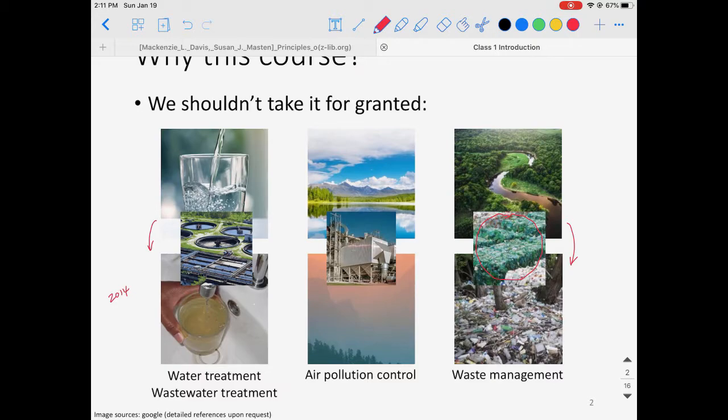So let's think about what the states of matter are. States of matter, okay? They can exist in the gas phase, okay? In the liquid phase, or in the solid phase, okay? So you can see that these environmental problems can happen in all of these different phases of matter. So environmental engineering tries to solve all of these, or at least tries to mitigate these environmental problems, okay?